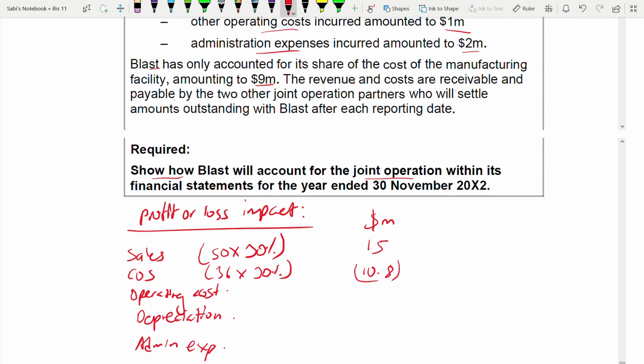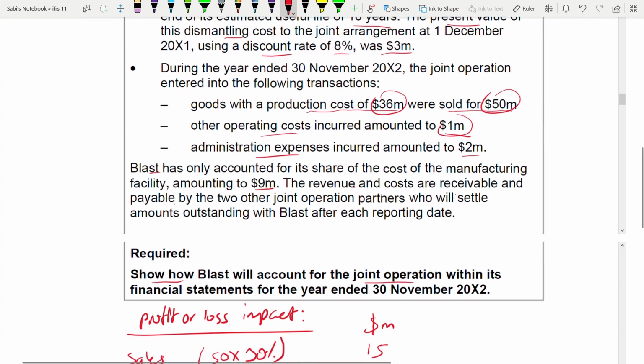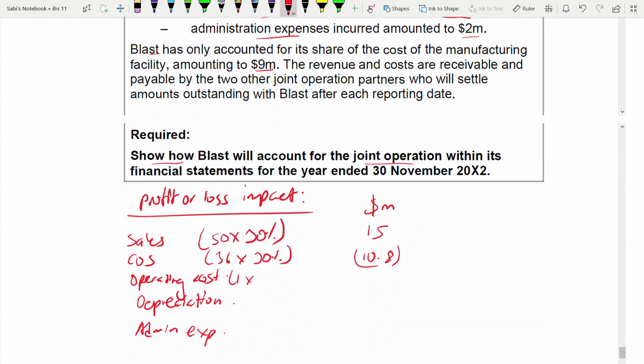Then comes your operating cost. Operating cost is how much? It is 1 million into 30%, which is 0.3.